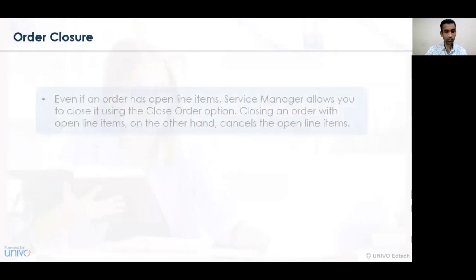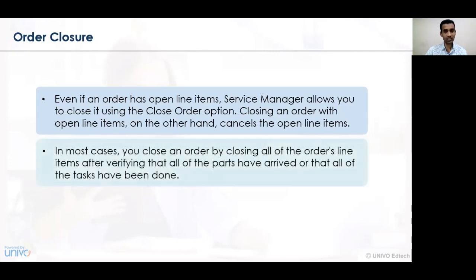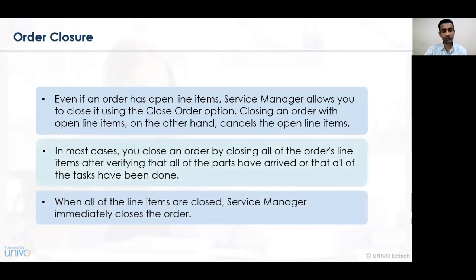First, understand what we mean by order closure. Order closure is a series of activities undertaken by a service manager which allows him to close a certain order, job or task that has been undertaken in the organization. Closing an order with open line items, on the other hand, cancels the open line items.